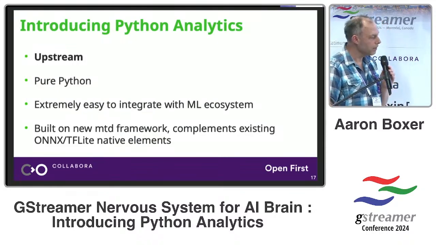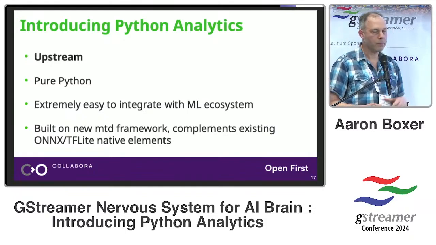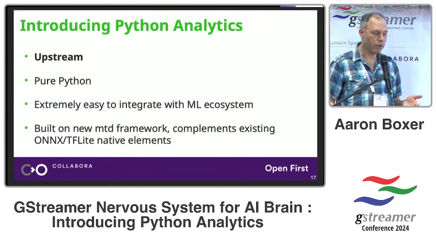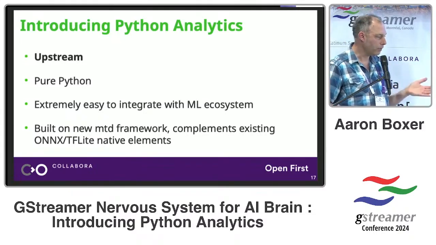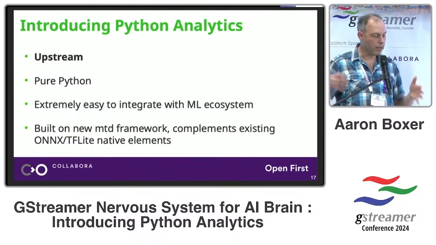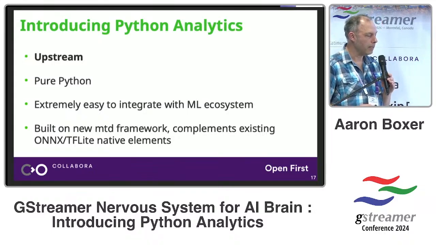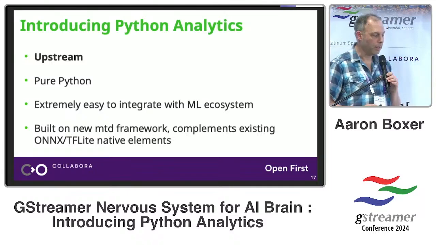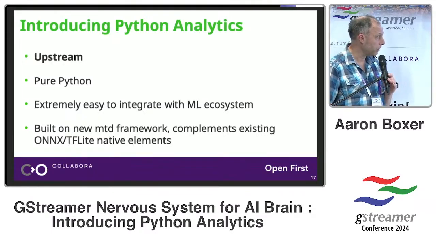So for this scheme, everything is upstream and everything is in Python. And because it's in Python, we get access to all the libraries, all the ecosystem. There's no impedance mismatch between the machine learning land and the GStreamer land. It's all on the same footing, and that allows us to really easily build support for lots of new models. And it is a complement to the existing support that we've integrated in the past. So it's built on top of the metadata framework, and it can work with the other native elements that are already upstream for ONNX and TF Lite.